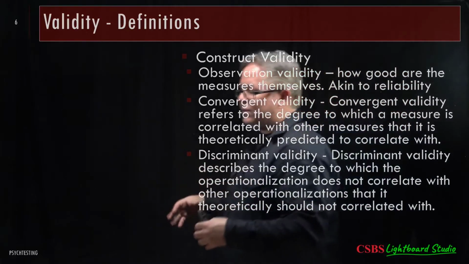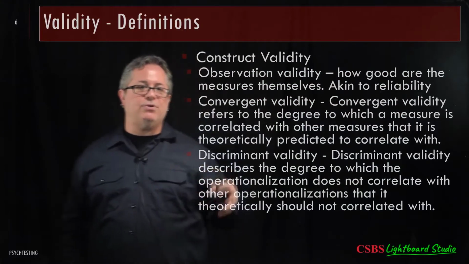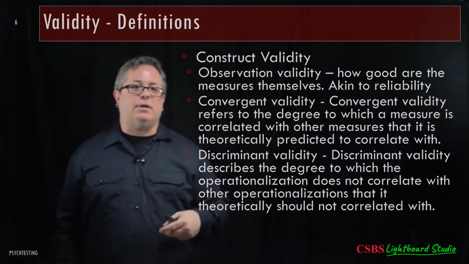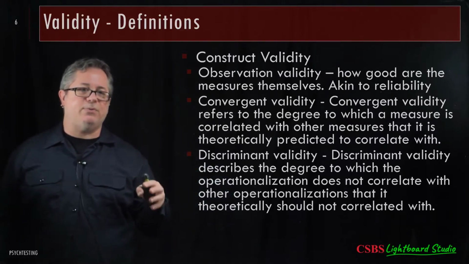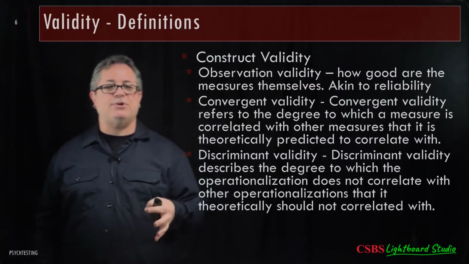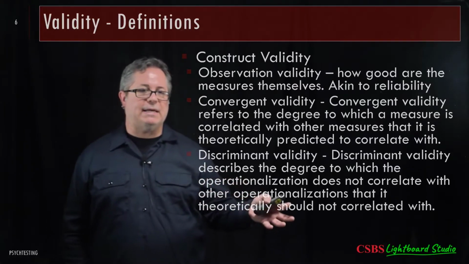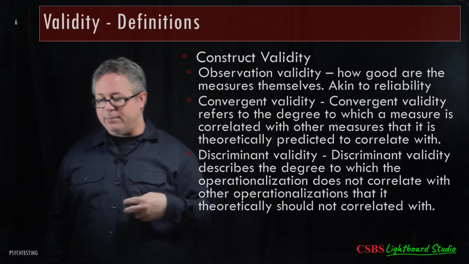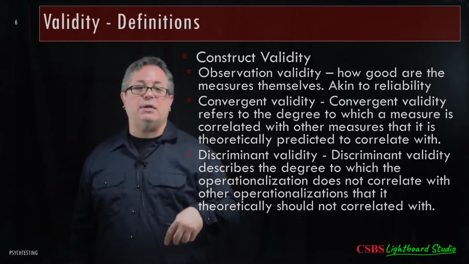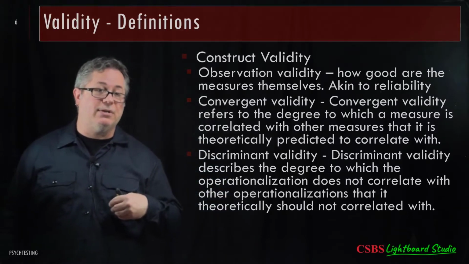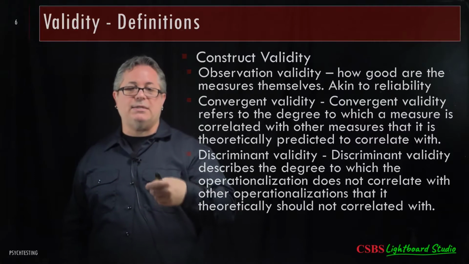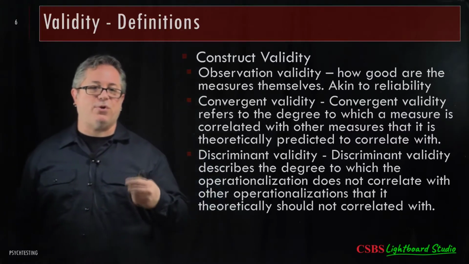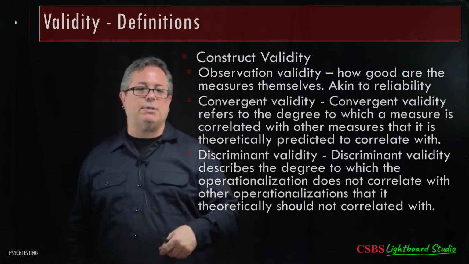Then there's all kinds of other types of construct validity. There's observation validity. How good are the measures themselves? It's akin to reliability. You've got convergent validity. Convergent validity refers to the degree to which a measure is correlated with other measures that are measuring the same thing. So if I'm developing a depression inventory, then it should have a high correlation with other inventories like the CESD or the Beck Depression Inventory, right? So they should converge. They should all be showing that they're measuring a similar construct.